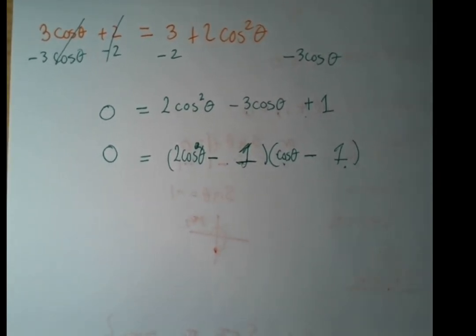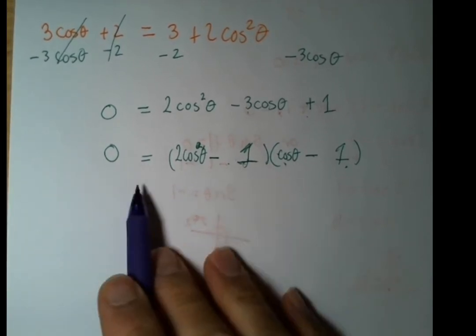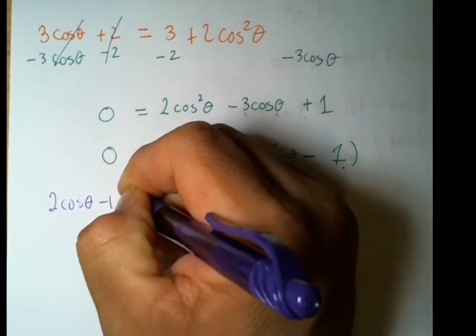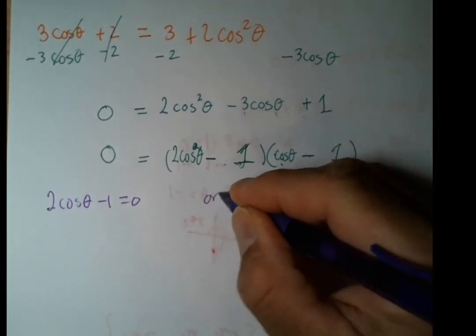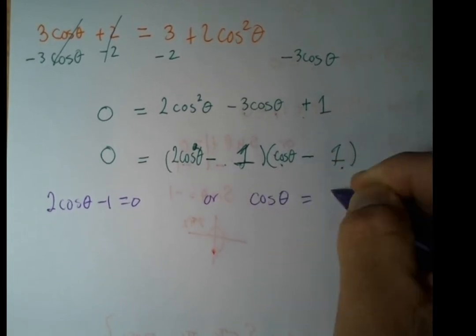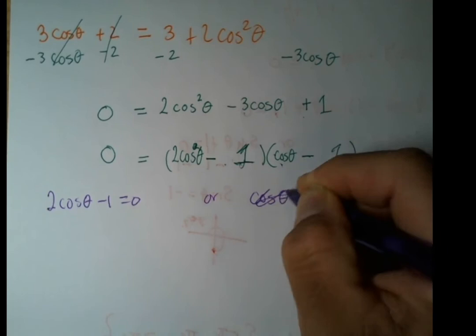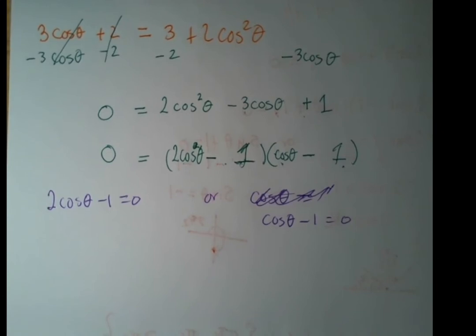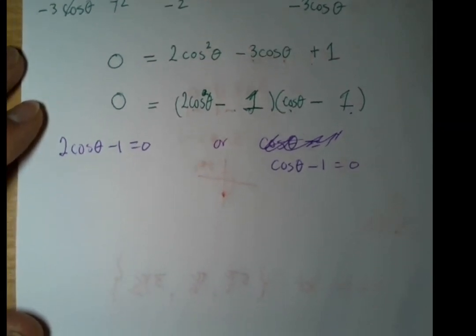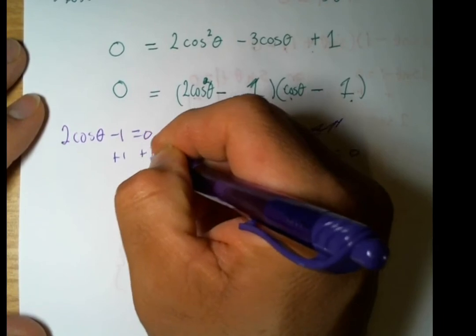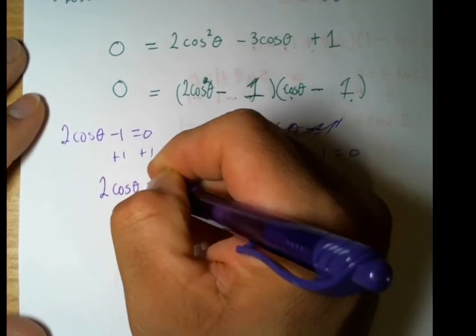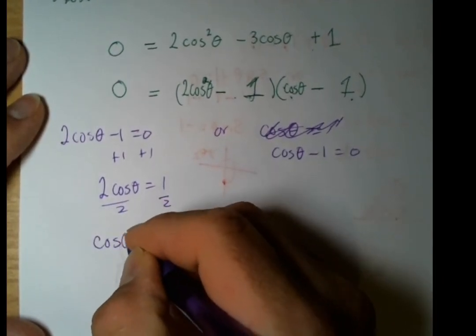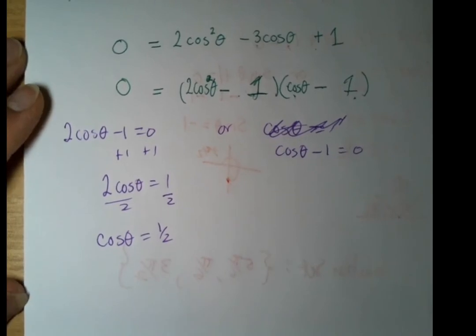Now I can use that property. If that's equal to 0, what has to be true is either 2 cosine theta minus 1 is equal to 0, or cosine of theta minus 1 is equal to 0. Okay, and let's solve each one of these individually here. So I'll add 1 to both sides. 2 cosine theta equals 1, divide by 2, and we get cosine theta is equal to 1/2.